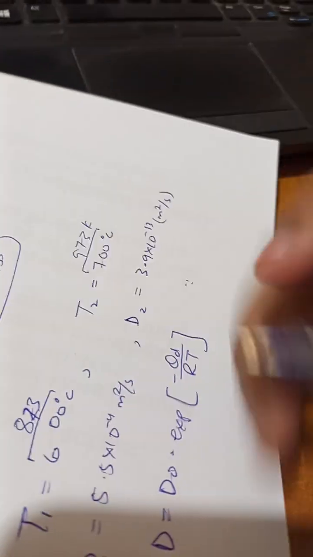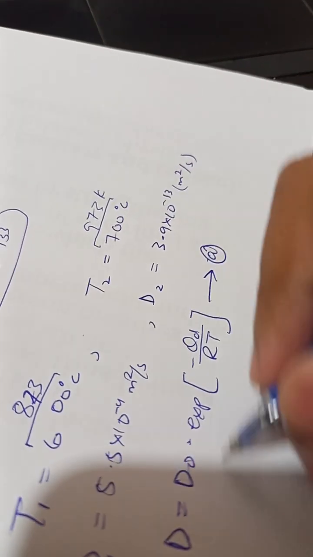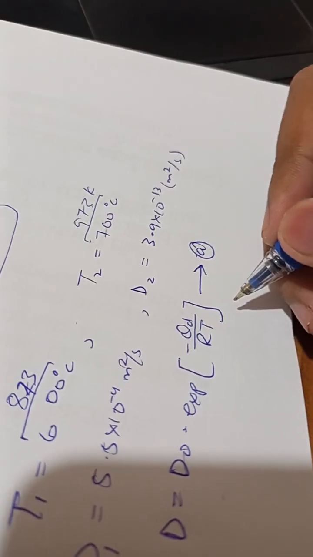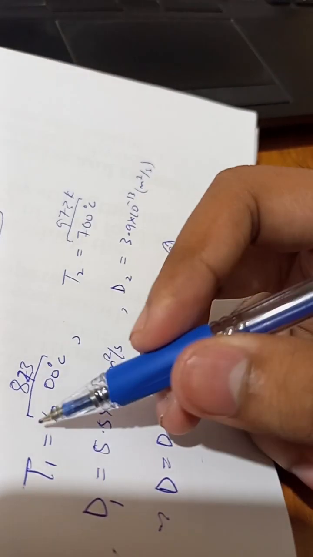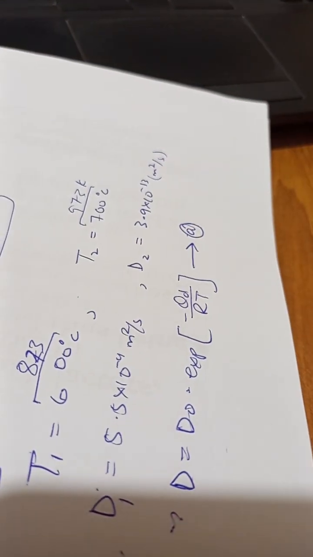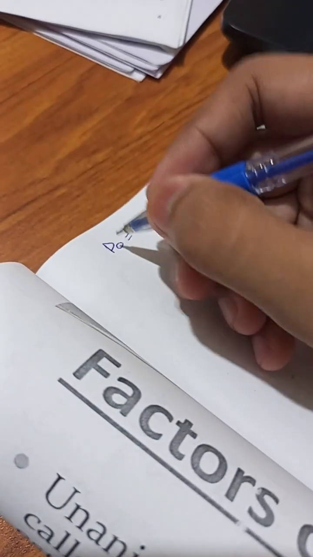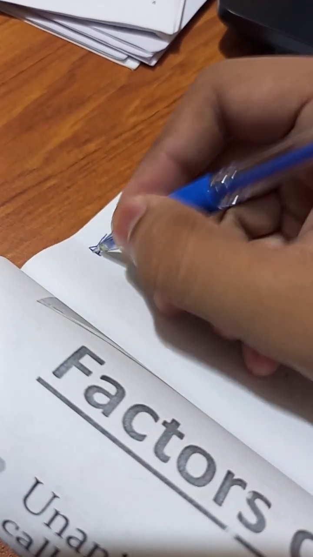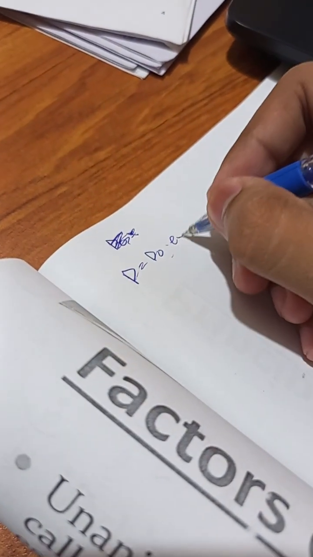After converting the temperatures into Kelvin, we will use this equation A, that is the Arrhenius equation, and form two separate equations for this one data set and for this second data set. How will we do it? Let me show you. So our equation was this, our basic equation.